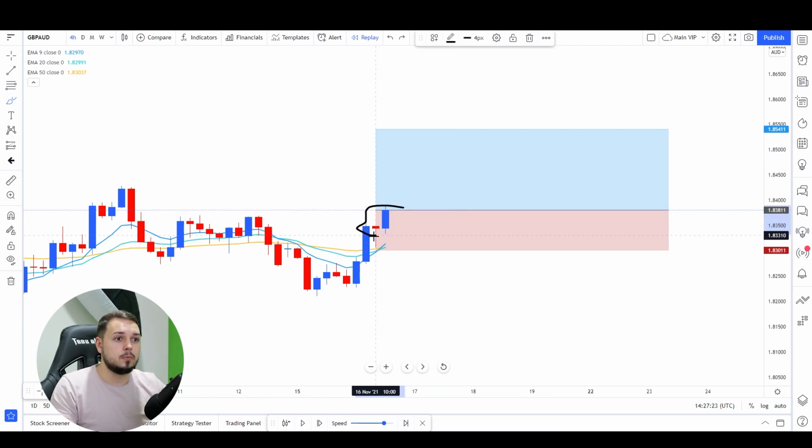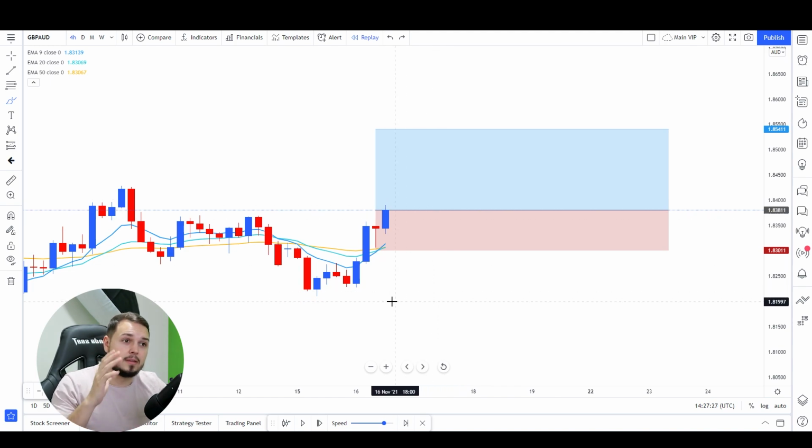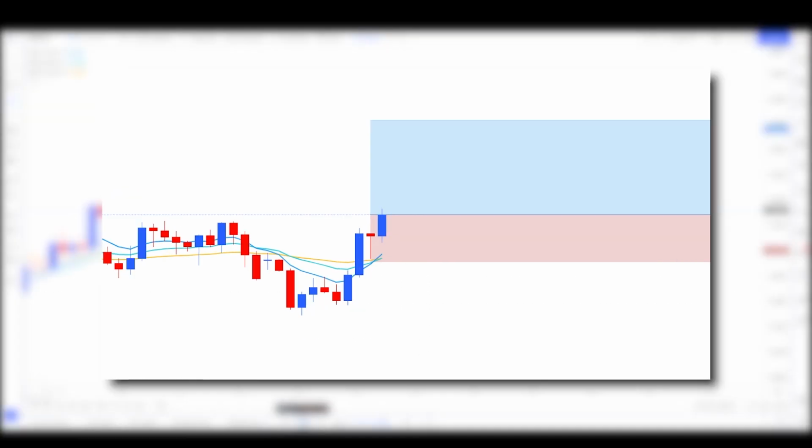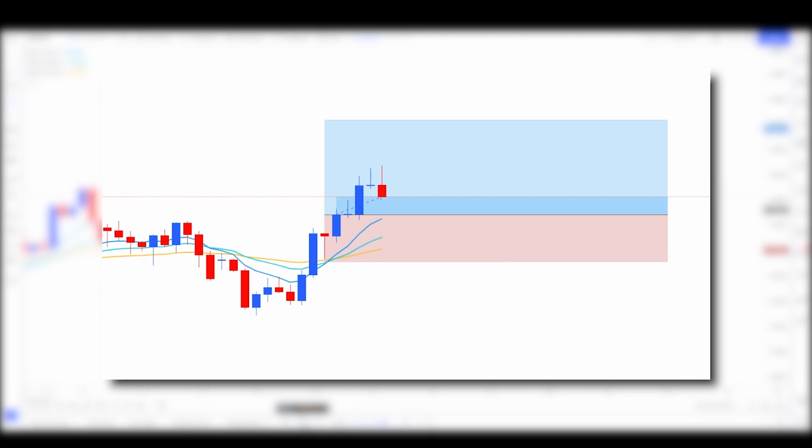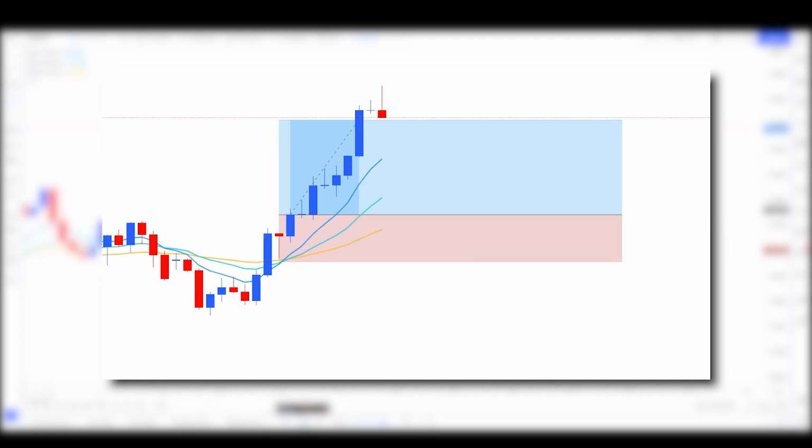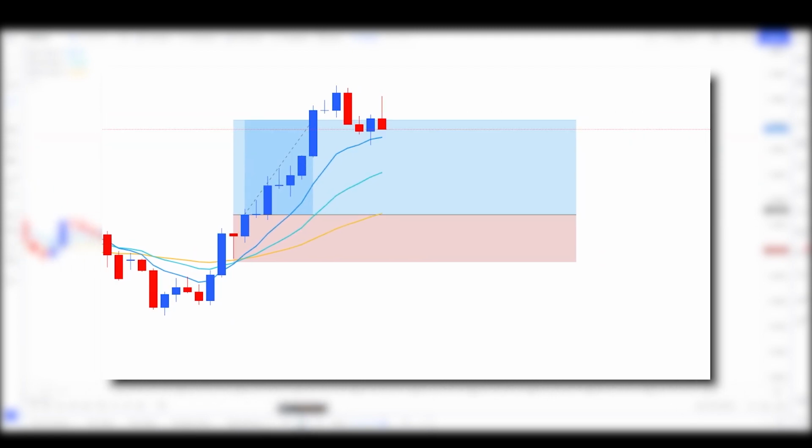So since we have found one now over here, what we need to do is just enter the trade and see what's going on. So look at this. We played the tool once again. We are going towards the upside. And look, we would have reached a ton of money.